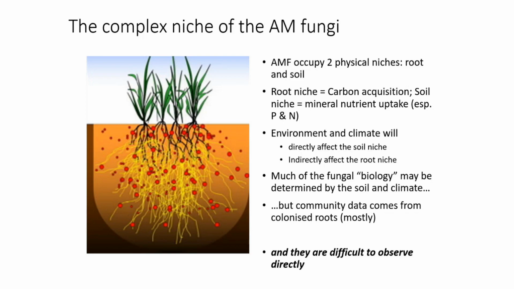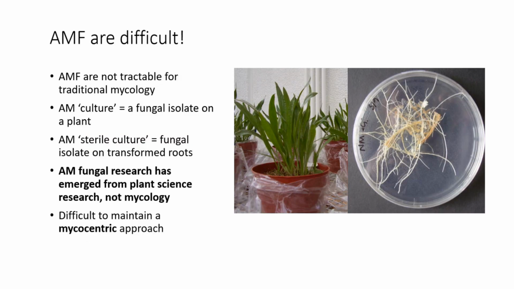And all of this is incredibly difficult to observe directly. Why I chose these organisms to work on, I don't know. It would have been much simpler to have something simpler. They're not tractable fungi for traditional mycology because you cannot grow them in axenic culture. This is what a mycorrhizal culture looks like. It's a plant in a pot with an isolate growing in the roots of it.